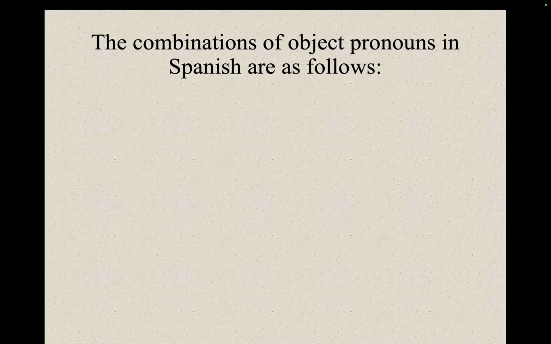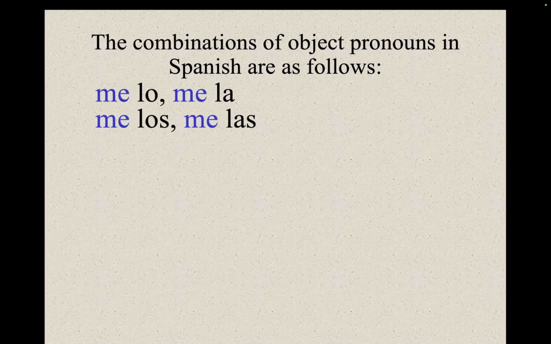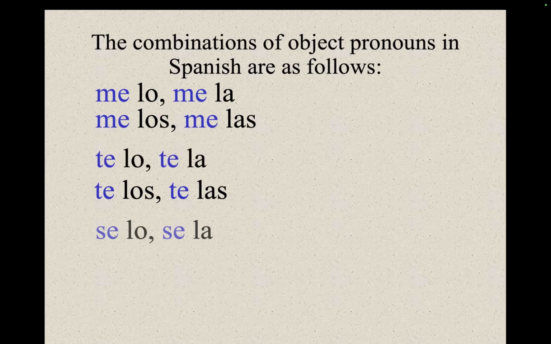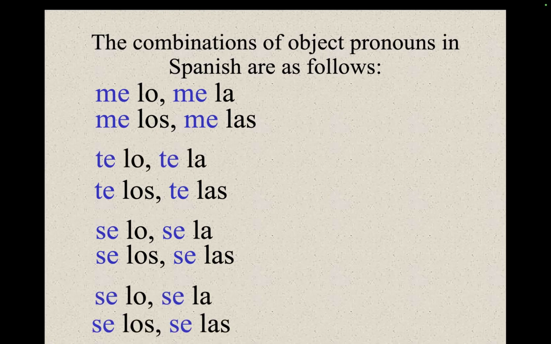The combinations of object pronouns in Spanish are as follows. Me lo, me la, that's completely fine. Me los, me las. Te lo, te la, that's good. Te los, te las. But se lo, se la, never le lo, le la. Se lo, se la, se los, se las.